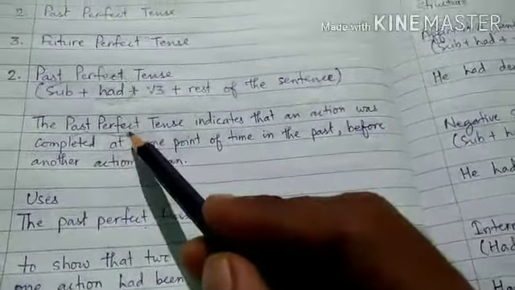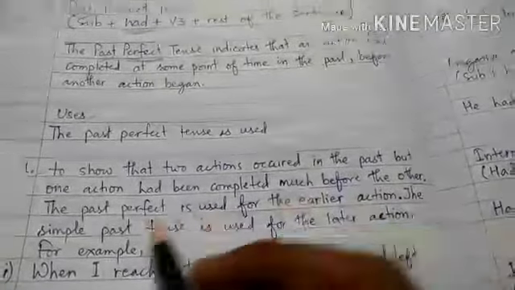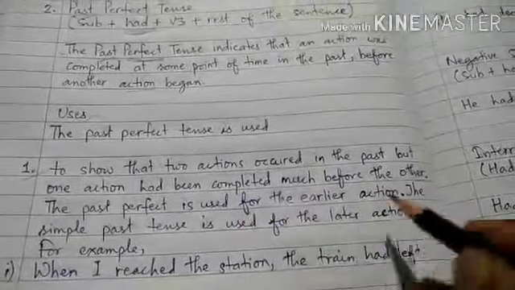Okay, the past perfect tense is used for what? To show that two actions occurred in the past. ये बताने के लिए कि बीता हुआ समय में दो एक्शन हुआ है. But one action had been completed much before the other. लेकिन एक काम दूसरा काम होने से कहीं पहले या कुछ समय पहले फिनिश हुआ हो. Understood? The past perfect is used for the earlier action.